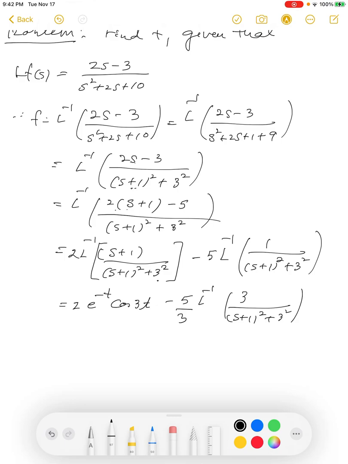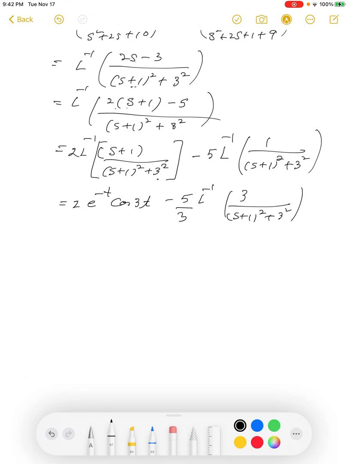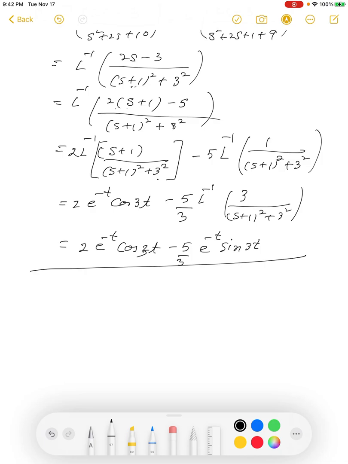And then you recognize this as a Laplace transform of sine t, but shifted at minus 1. So the answer to that will be minus 5 by 3 e to the minus t sine 3t, not 2, 3. So that's how you compute the Laplace inverse transform.